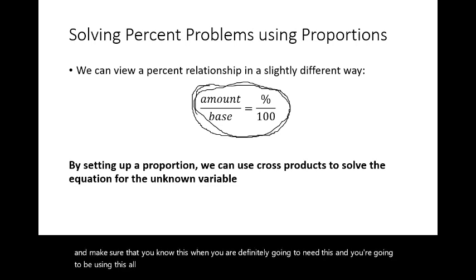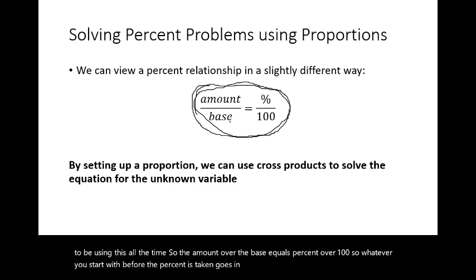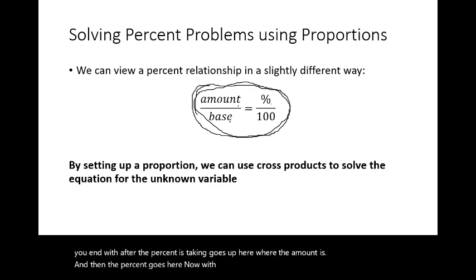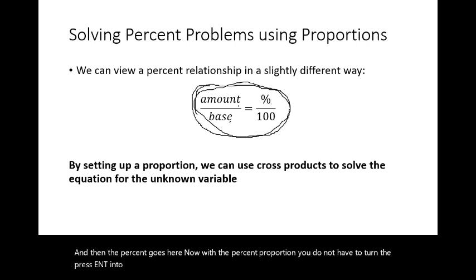So the amount over the base equals percent over 100. Whatever you start with before the percent is taken goes in the denominator where the base is. Whatever you end with after the percent is taken goes up here where the amount is, and then the percent goes here. Now with the percent proportion, you do not have to turn the percent into a decimal. You can leave the percent as is, just drop the percent sign. Because it's over 100, you do not need to turn it into a decimal.